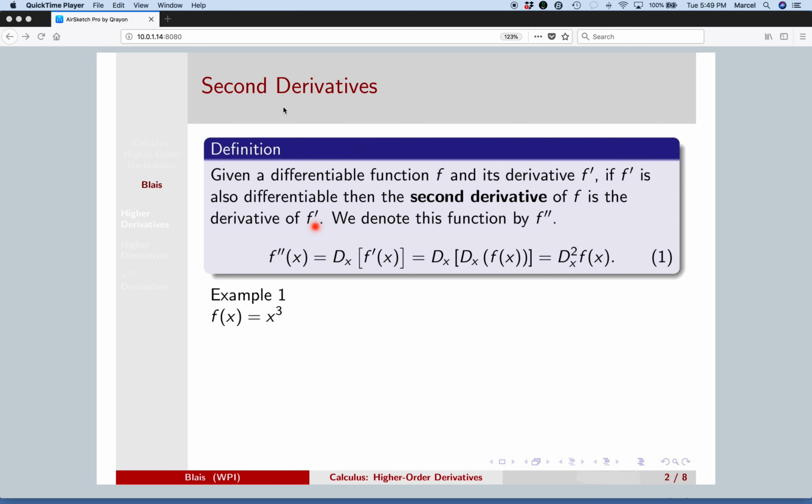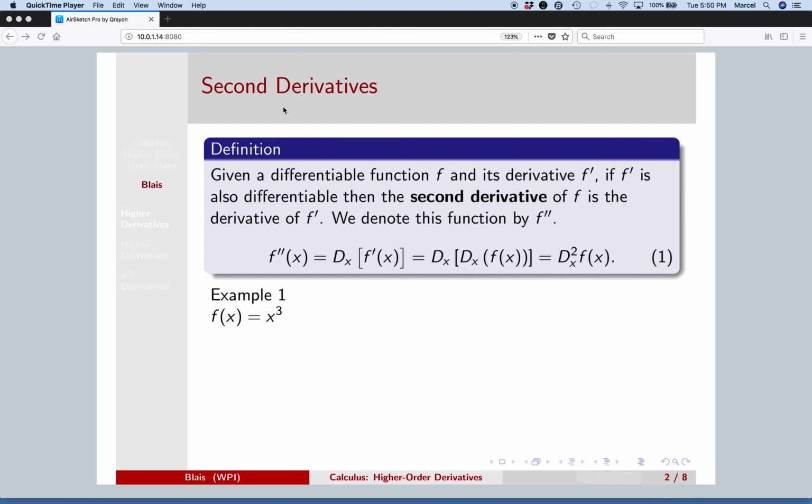Simply the derivative of f prime. And we denote it by f double prime. Here we have some notation. The second derivative of f is the derivative with respect to x of f prime of x, or the derivative with respect to x of the derivative with respect to x of f of x, which we will often write shorthand as the derivative with respect to x with this superscript 2, meaning we're doing it twice.